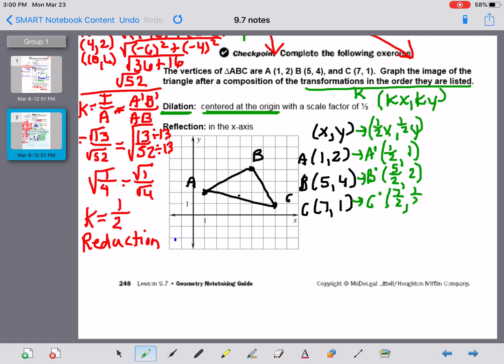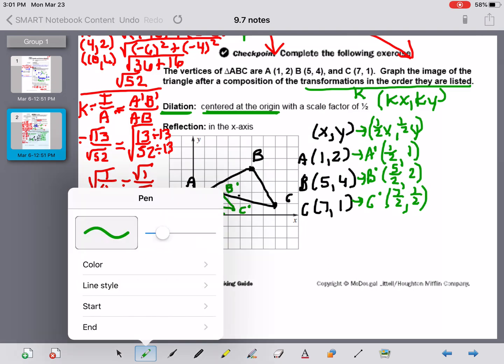And I'm ready to go ahead and graph those points. So 1/2, 1. When I mark that, I am going to mark it A prime. 5/2, 2, so I'm over 5/2, which is the same as 2.5, and I'm up 2, so there's my B prime. And C prime, 7/2, that's 3.5, and 1/2, I'm up there, C prime. And I join those points. And there's my first transformation on this composition.